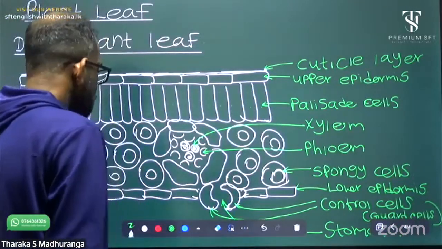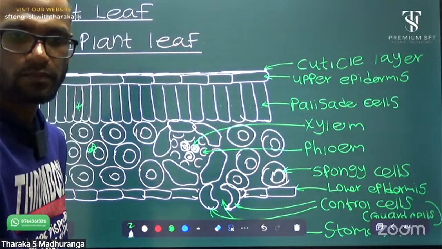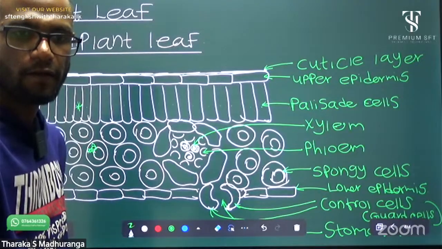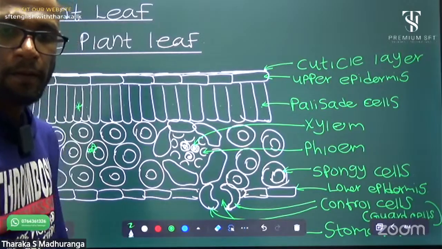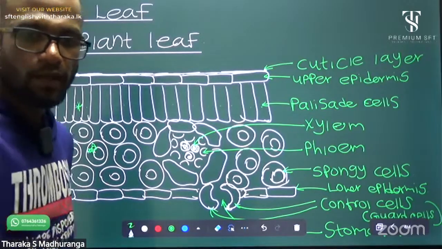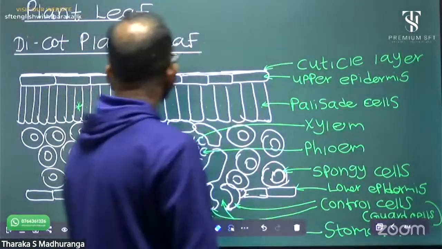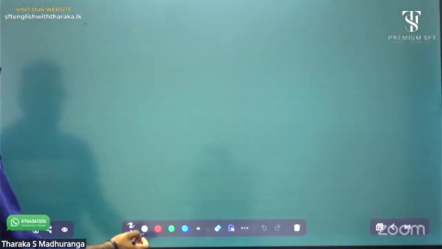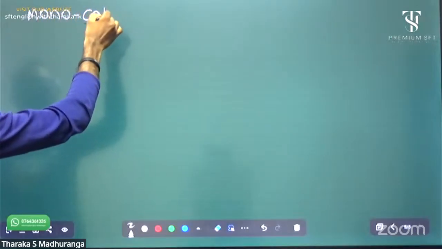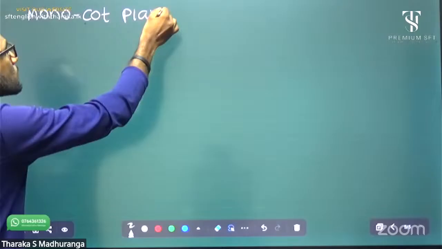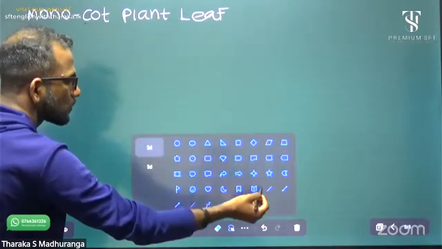Now let's move on to monocotyledon plants. Monocot plant structure. Okay. Monocot plant leaf.